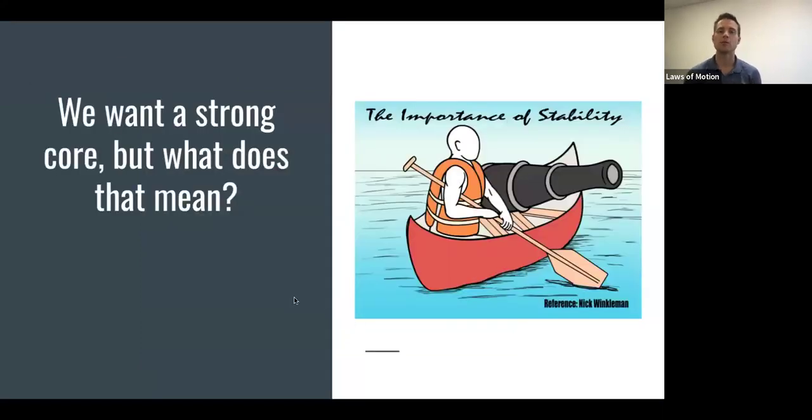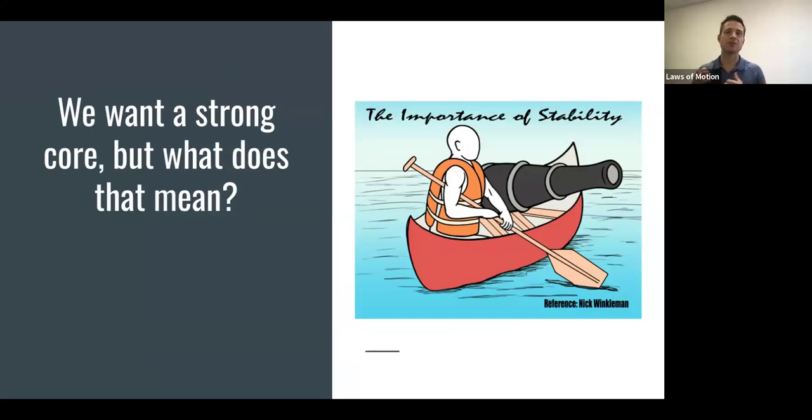So we want a strong core, but what does that mean? I love this picture because, as you can imagine, if you're shooting a cannon off a canoe, the cannonball is not going to go very far because there's no stability of that canoe. The cannon's easily going to overpower things.